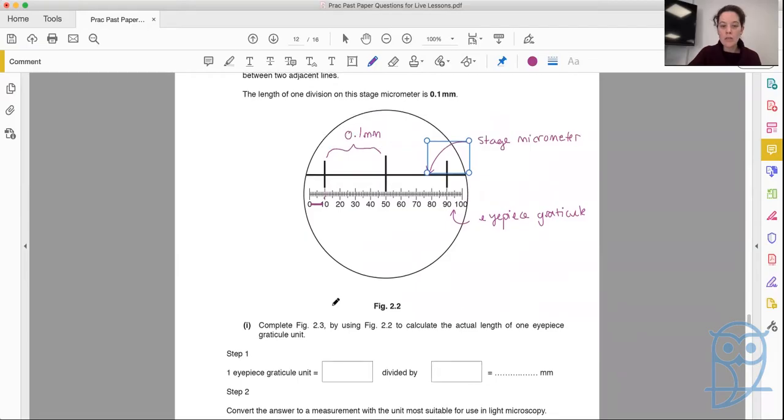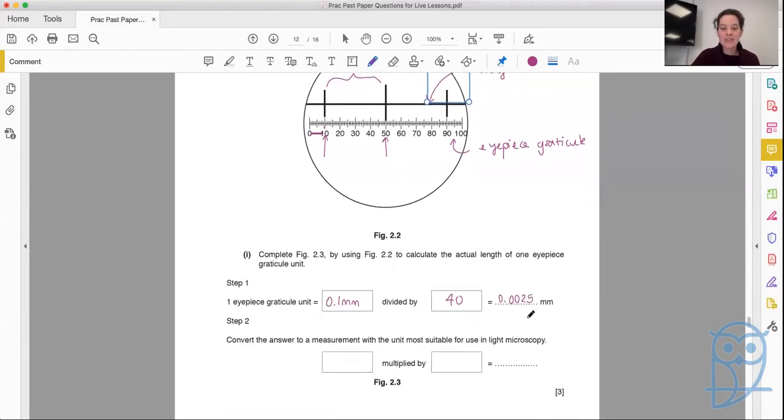Okay, so we're going to need a millimeter measurement. Okay, well, there's our 0.1 millimeters. So 0.1 millimeters divided by how many EGUs fit into that 0.1 millimeters. Well, we're going from 10 to 50. So 50 minus 10 is 40. So there are 40 EGUs in one stage micrometer. So 0.1 millimeter divided by 40 will give us 0.0025 millimeters. So each of these single little tiny divisions is 0.0025 millimeters. It's tiny.